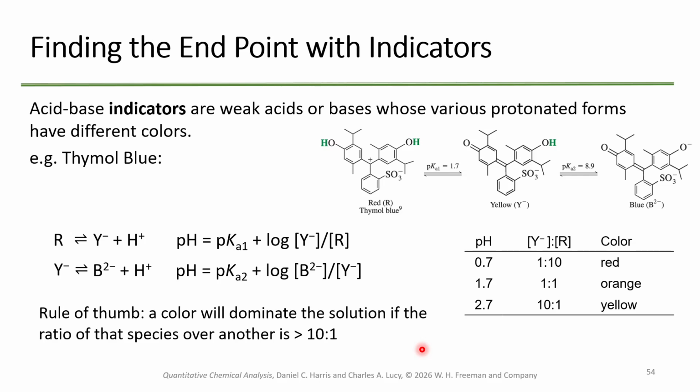Okay, so this right here is actually thymol blue, in case you're wondering. This would be the pH that would change. You'd have a 1 to 10 ratio between yellow and red. And then we'd go 1.7 pH, and you're going to have a 1 to 1 ratio, and that's going to give you the orange color. Okay? And then when you get to 2.7, that's going to give you a 10 to 1 yellow to red. And so you start seeing a more yellow color. Okay?